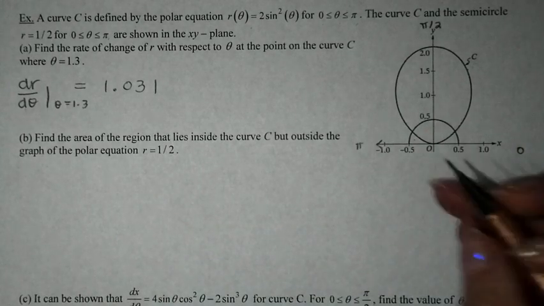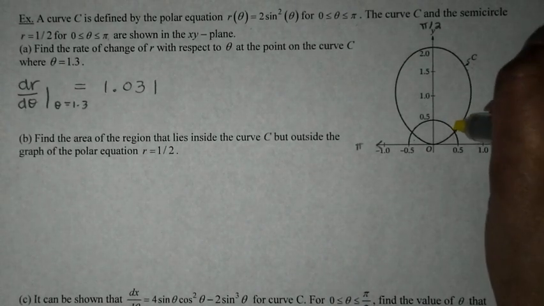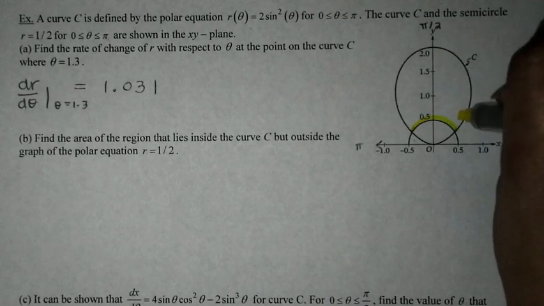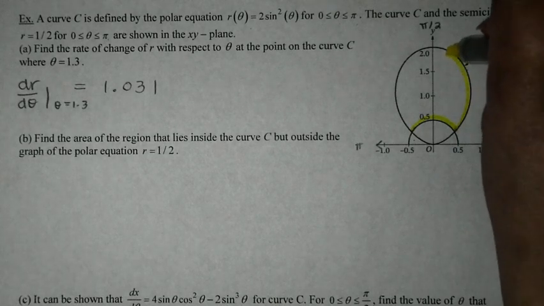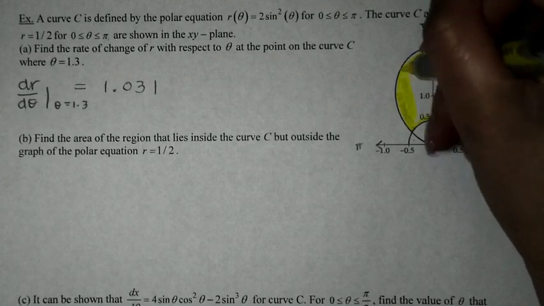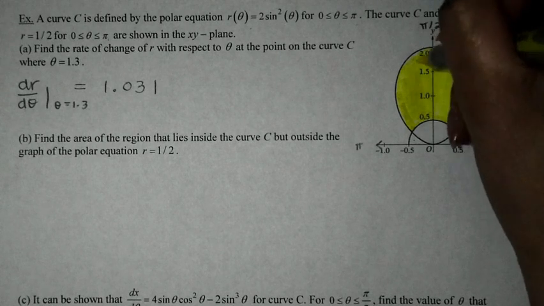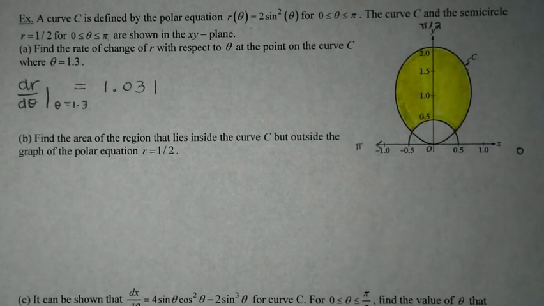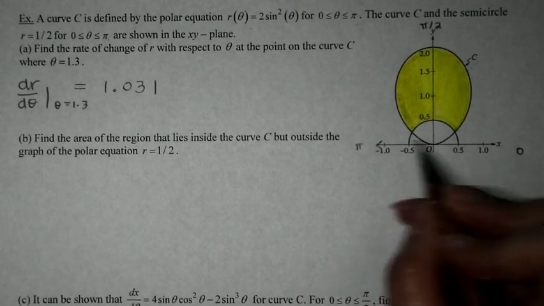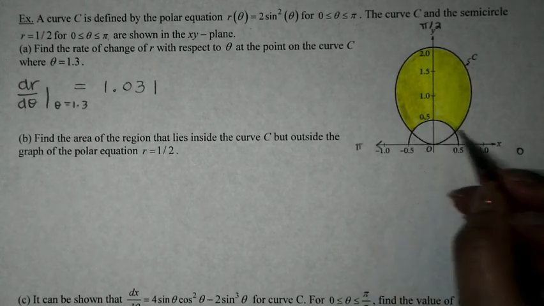Okay, so what area are we looking for? They want the one that is outside the semicircle but inside this curve C, right? So what you want is all this region. Okay, do you see it? So we want the yellow part. Now, before we start, you're like, what's the business with the limits of integration? It's not going to be from 0 to pi. Why? Because we don't have a region here or here.